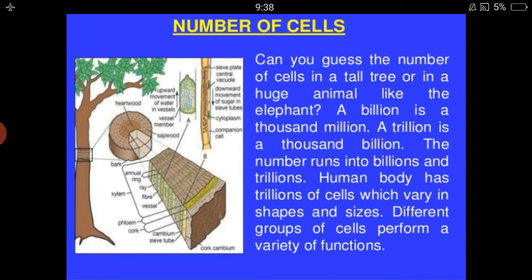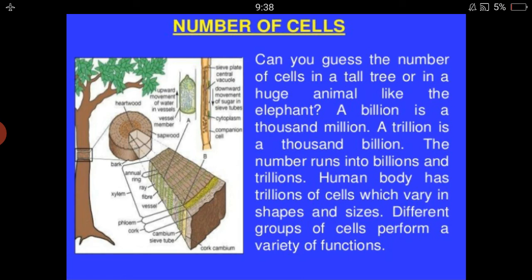So the groups of cells perform a variety of functions, in different shapes and sizes, in different organs. Now we talk about the number of cells. A very large number of cells are present inside the living organism's body.